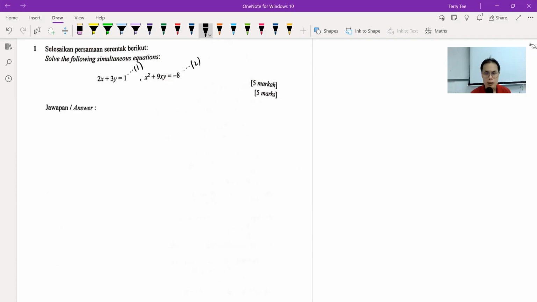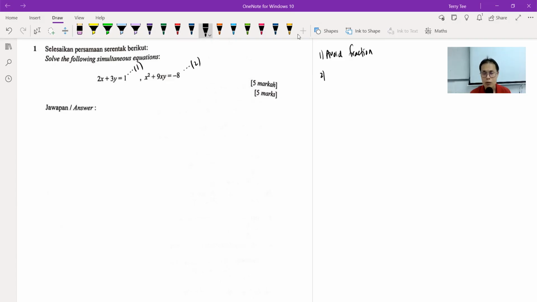Now, as I always tell my students, number one, we want to avoid fraction. Avoid fraction as in, we want to write y in terms of x, or x in terms of y, without involving any fraction. But in this case, we can't. You notice if I make x as a subject, I'll have fraction. If I make y as a subject, I'll also have fraction.